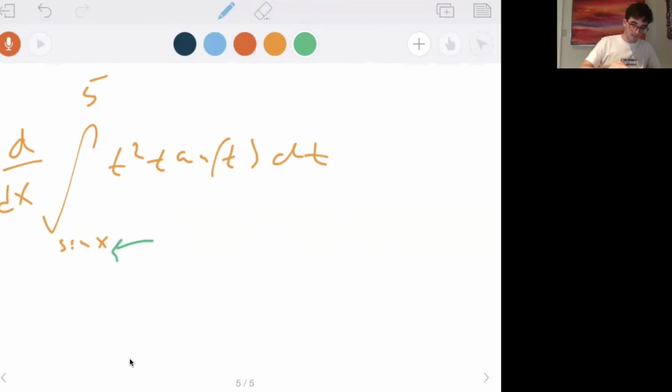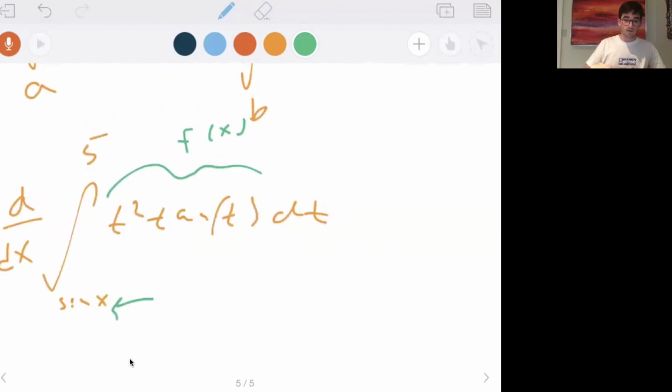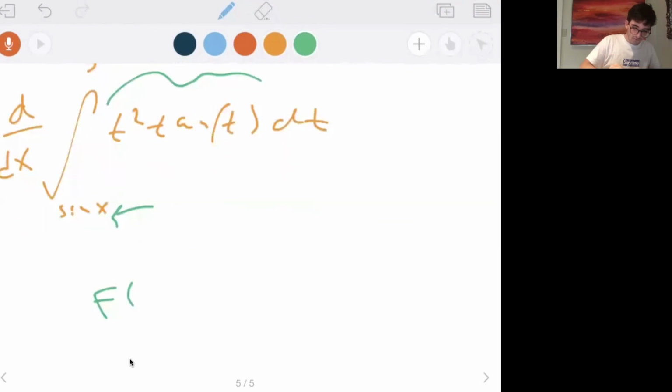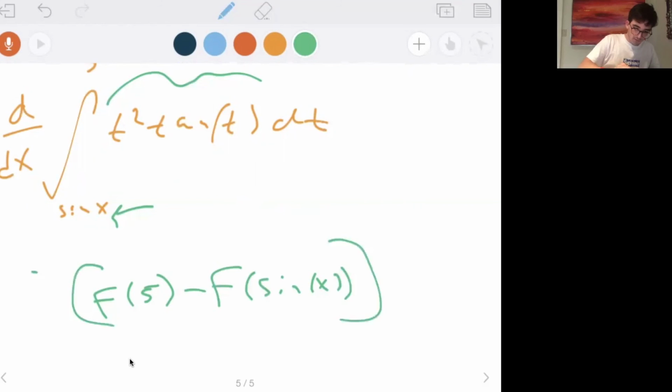All right, so this is what that's going to look like. Again, we're going to call that inside f of x, our original function, and then just evaluate this definite integral. We're going to have big F of 5 minus big F of sine x. And again, we're taking the derivative of this whole thing with respect to x. So you see here that that f of sine x is being negated anyway because it's on the bottom. Remember, it's always top minus bottom.